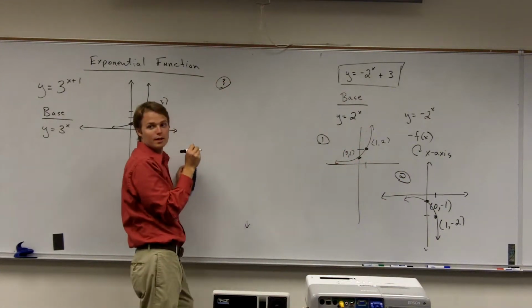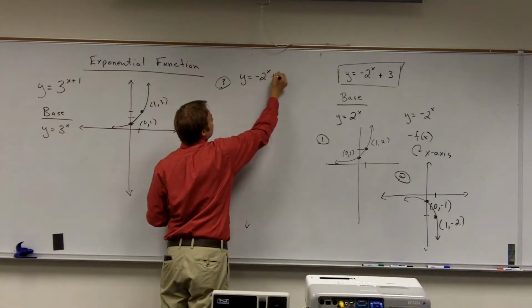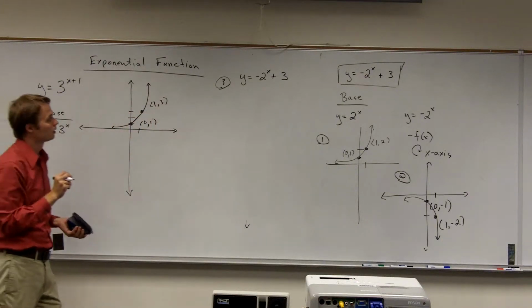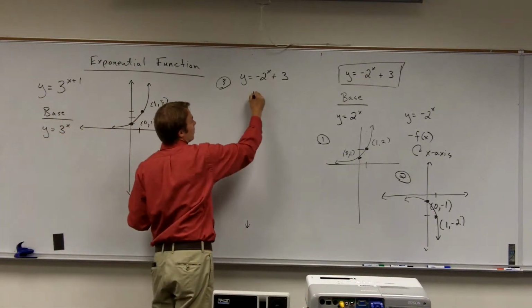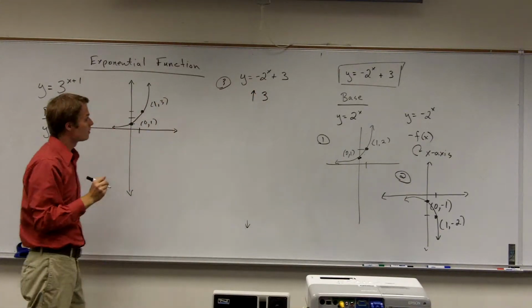We can add 3 to that entire function. So negative 2 to the x plus 3. Move the graph up 3. Right, because we're adding 3 to the entire function, so this will move the graph up 3.